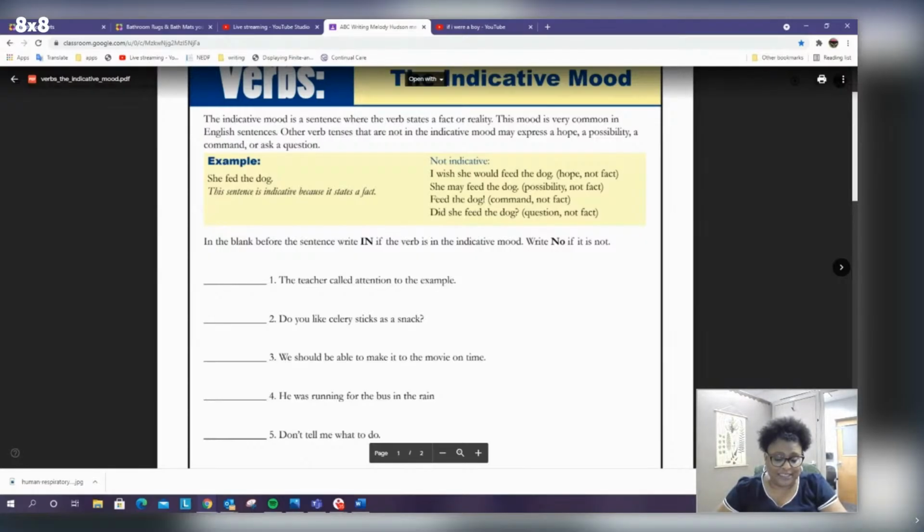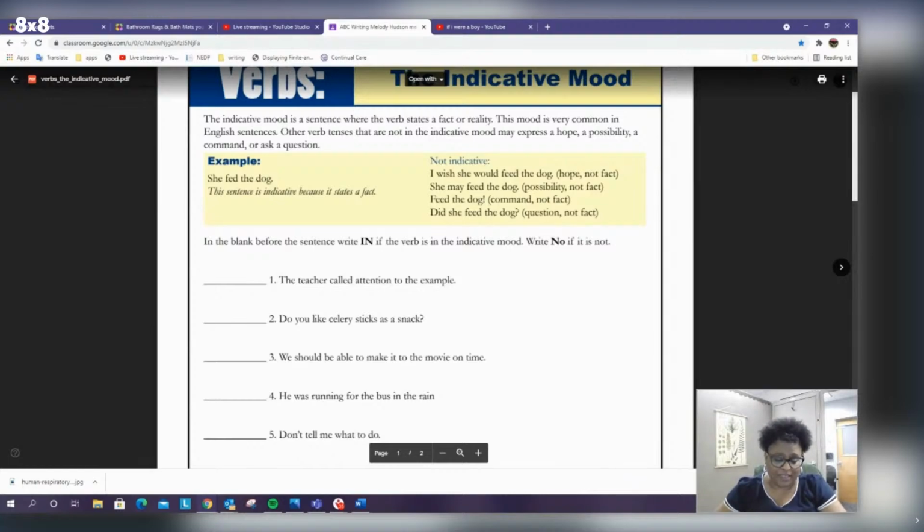It indicates something that is happening or has happened. Do you like celery sticks as a snack? That's asking a question. It's not a fact. We should be able to make it to the movie on time. We haven't made it to the movie yet, right? It's not indicative. We would say no there. And I'm going to do one more.